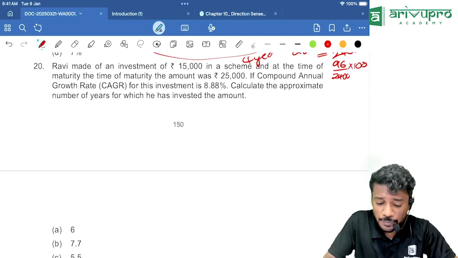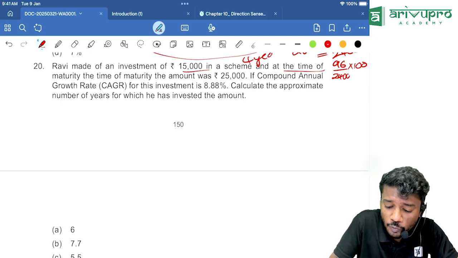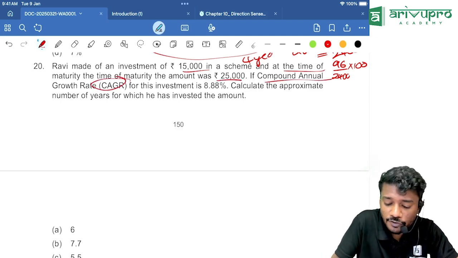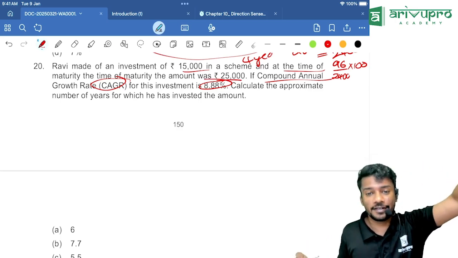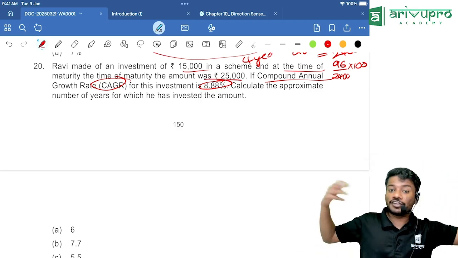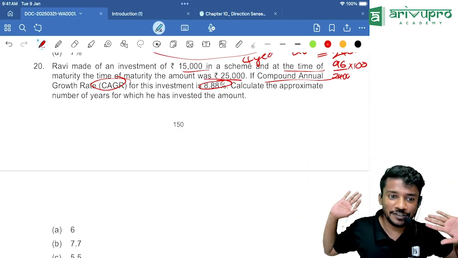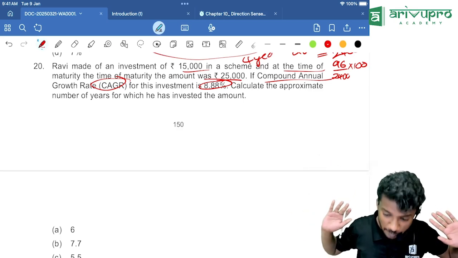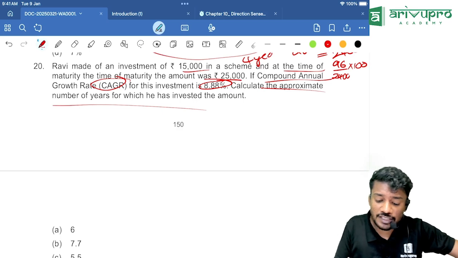Ravi made an investment of 15,000 in a scheme, and at the end of maturity time, the maturity amount was 25,000. If the compound annual growth rate CAGR for the investment is 8.88%. Usually in all our questions, we were finding CAGR, and the n value, everything was given. Here, CAGR itself is given. Then calculate the approximate number of years for which the amount was invested.